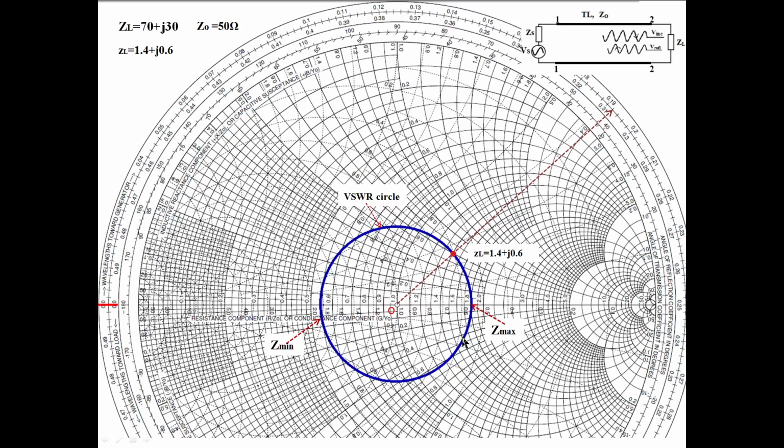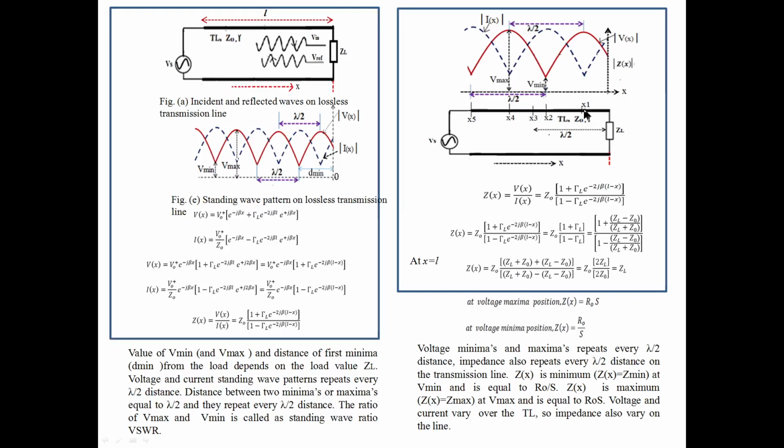That means we are moving on a transmission line towards the source, or towards the generator. Start from here and move like this, go over the circle and come back to the same point here. Starting from the load, you move like this. Once we travel a distance of lambda by 2, from here to here, x3 from the load, that is lambda by 2 distance.